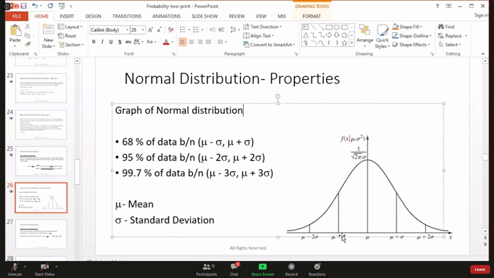This is a good example. Remember, IQ distribution is normal. A very large number of data, no? Very large number. What is the global population?